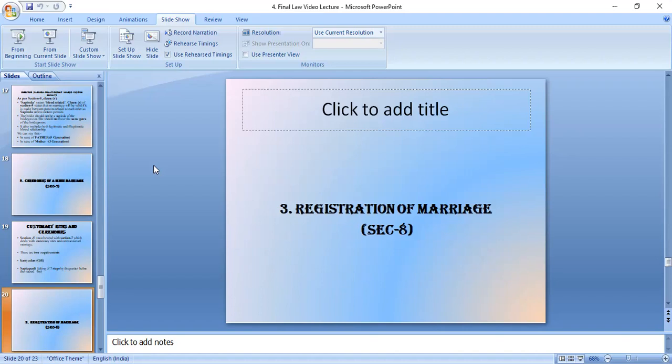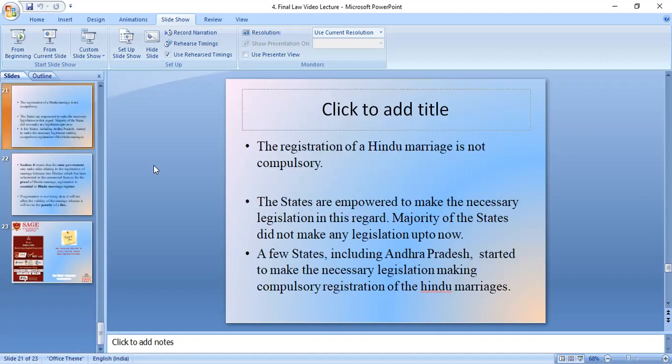Next is registration of marriage. That is defined under Section 8 of the same Act. The registration of a Hindu marriage is not compulsory. The states are empowered to make the necessary legislation in this regard. The majority of the states haven't made any legislation up to now. A few states, including Andhra Pradesh, started to make the necessary legislation making registration of Hindu marriages compulsory.